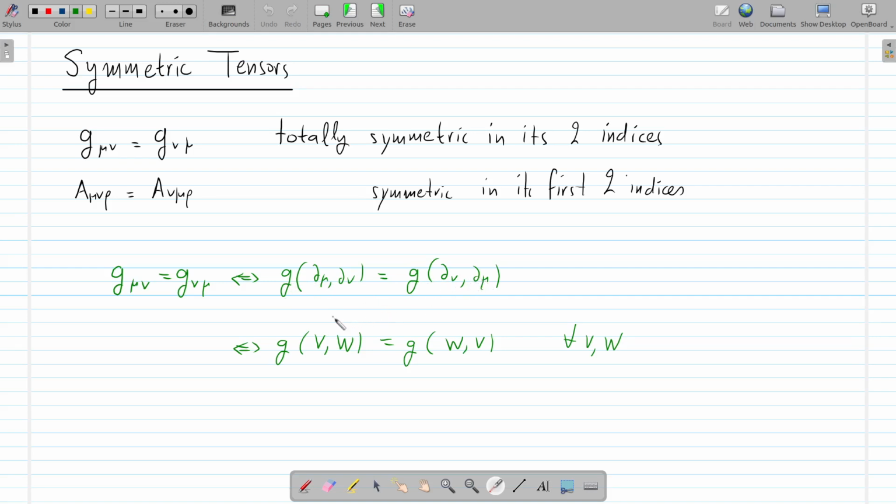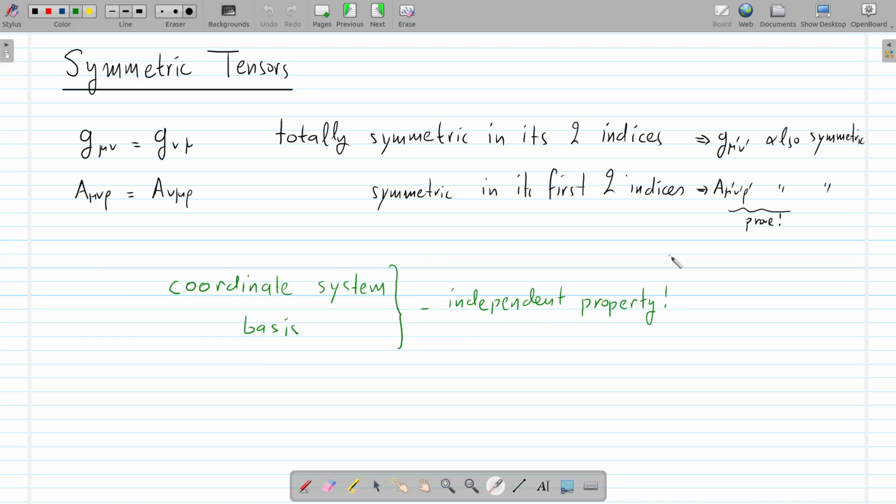And that translates for any vectors v and w: the image of v and w under such a symmetric tensor is the same as the image of w and v. So, if g mu nu is symmetric under two of its indices, it's also symmetric in any other coordinate system. You can prove this by considering coordinate transformations, and it is very easy to convince yourselves that this is actually true.